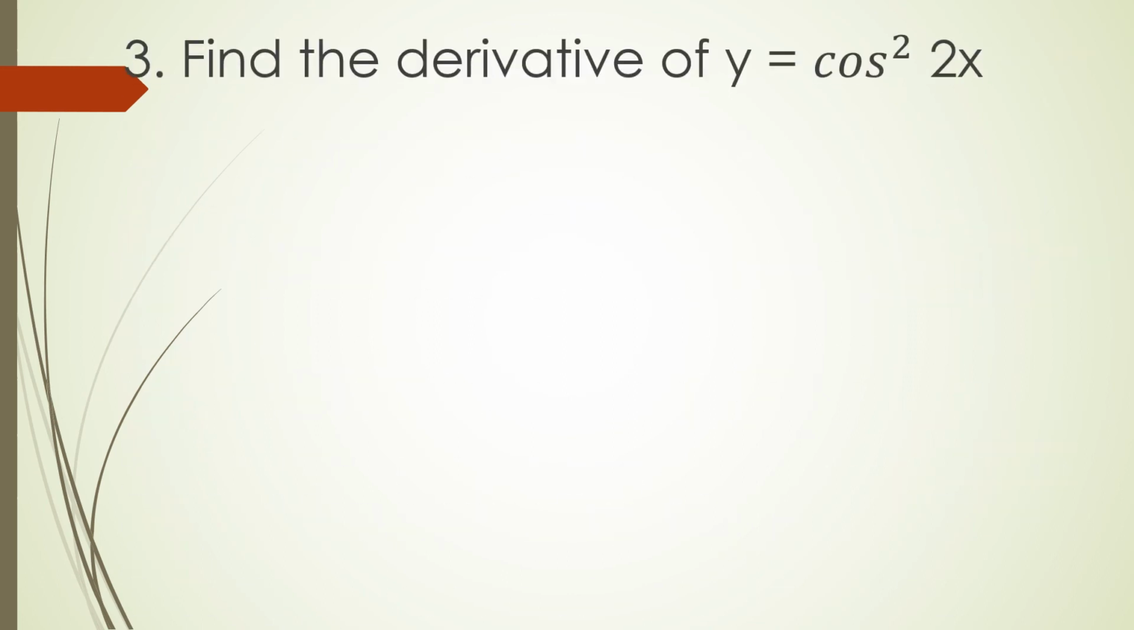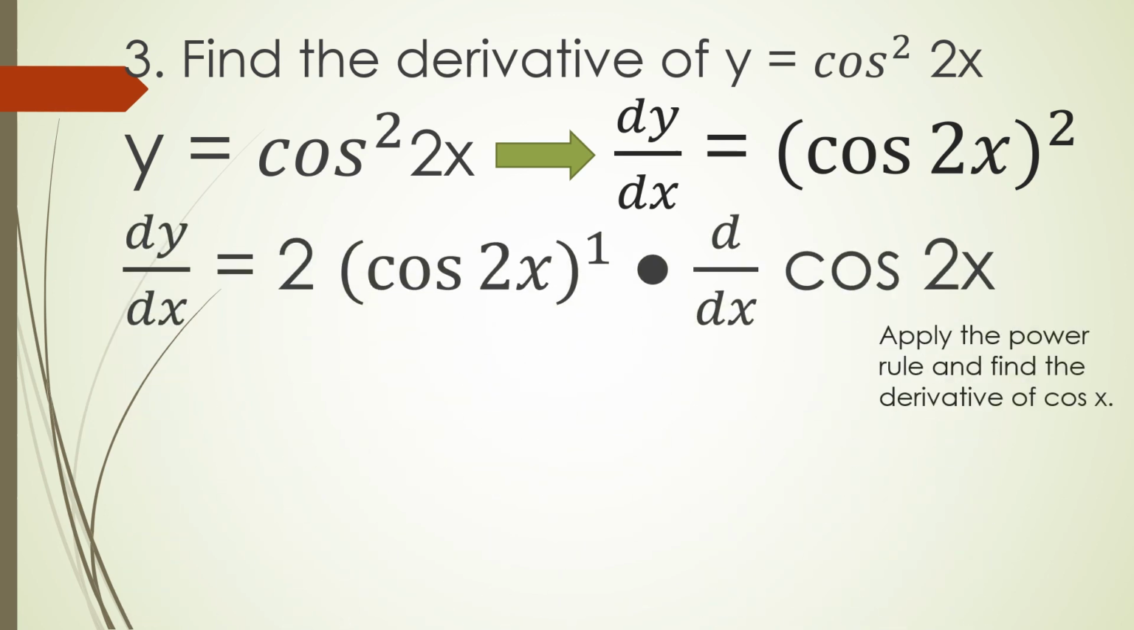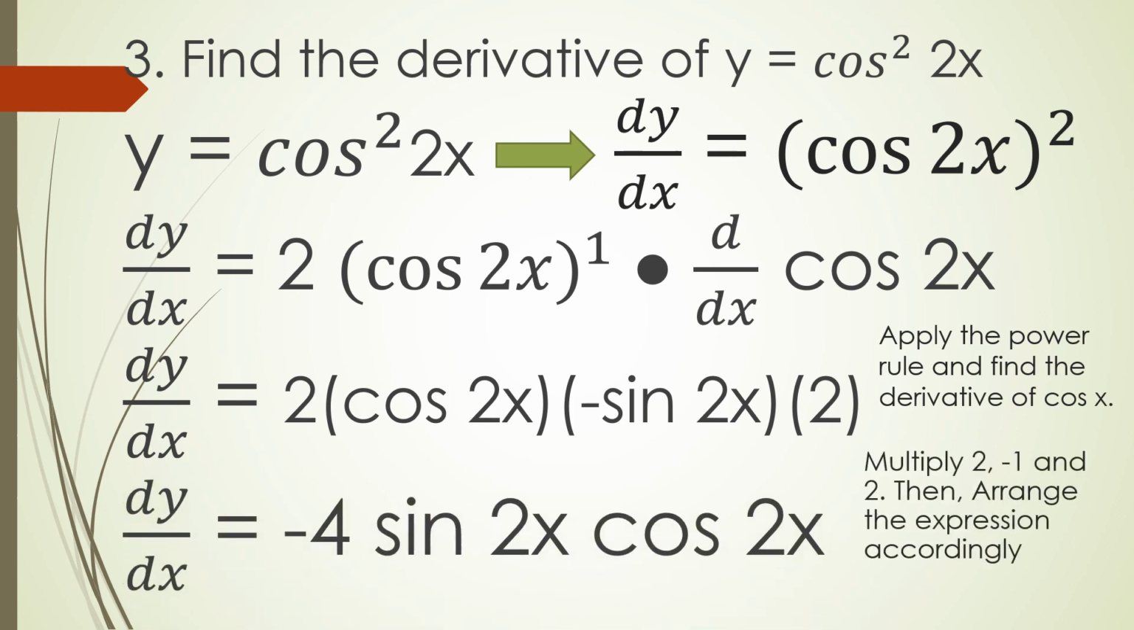Another. Yun, may cosine squared 2x. Ano kayong gawin dyan? Becomes cosine 2x squared. So, power rule. 2 times cosine 2x, naging 1. Ang derivative ni cosine 2x, it's negative sine 2x. Derivative ni 2x, 2. You'll have negative 4 sine 2x cosine 2x.